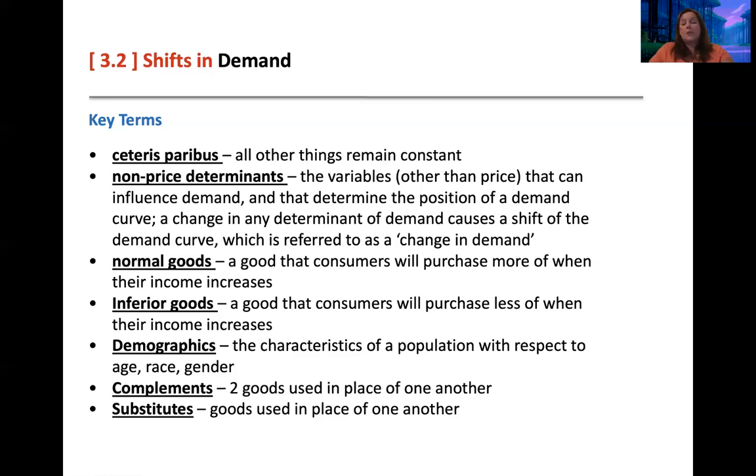Demographics, these are population characteristics with respect to age, race, and gender. Complements, I've got this wrong here. I need to fix it. Complements are going to be two goods that go together. They complement each other. If you go to a restaurant and you're going to be serving fries, you're going to have ketchup on hand, because ketchup and French fries are complements. If you're selling burgers, you're going to have French fries or potato chips, because everybody expects a side with a burger. They don't expect just a burger. Those are complements. They're completely different items, but they go together.